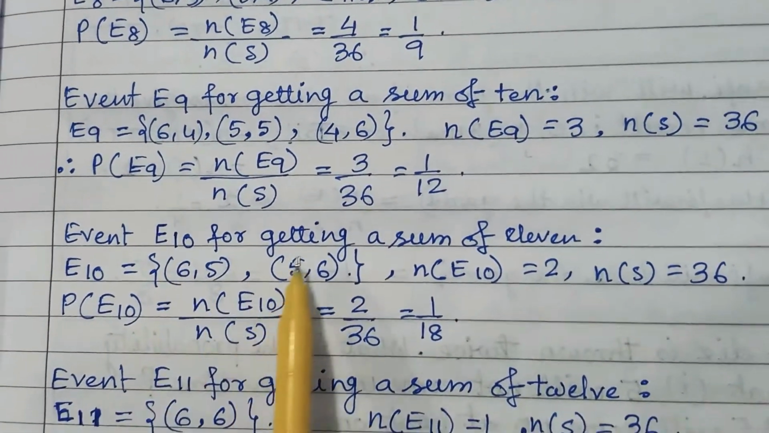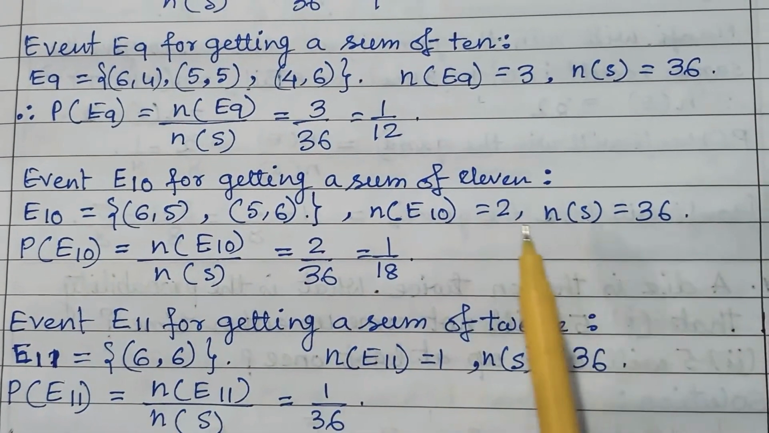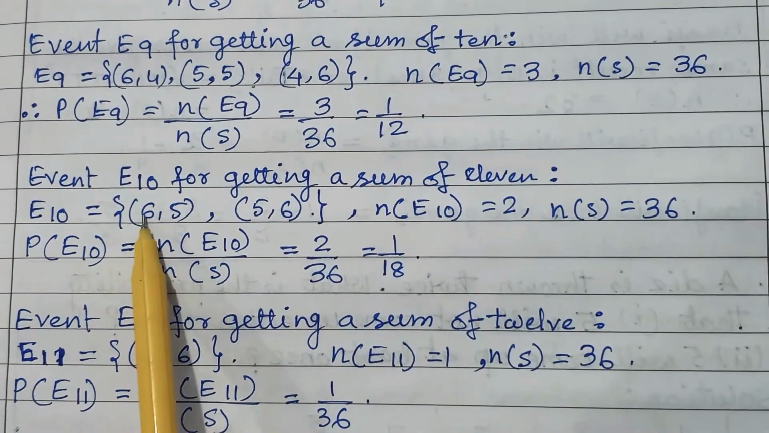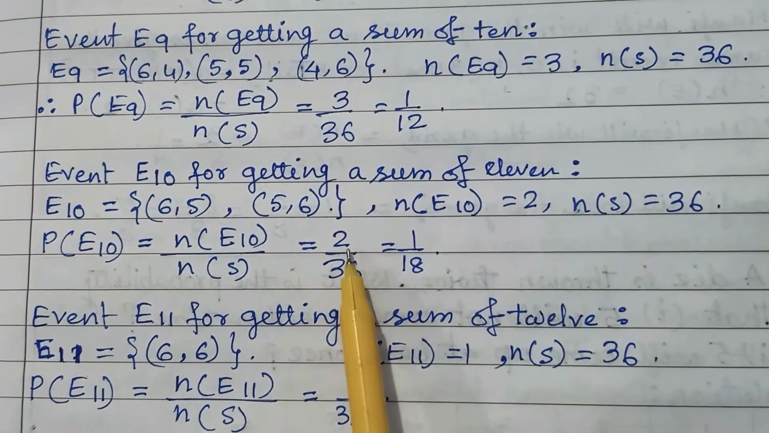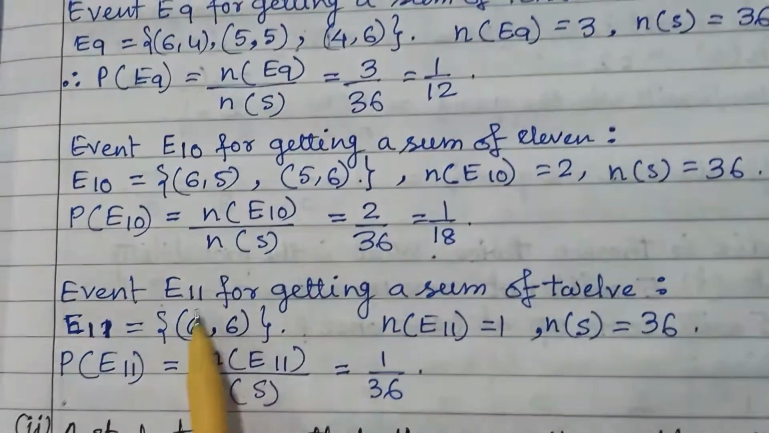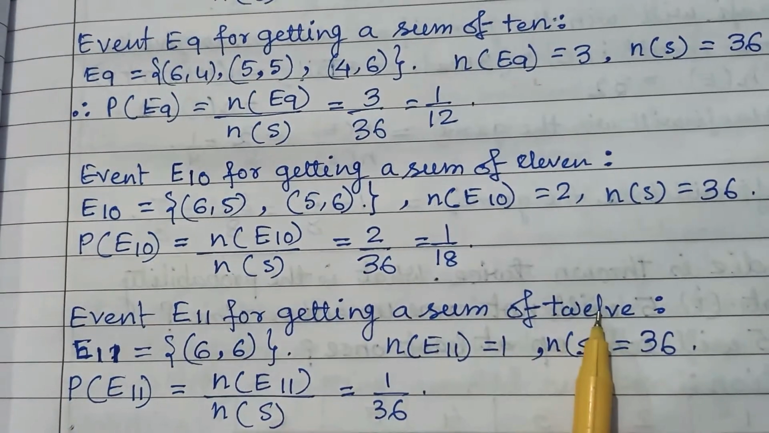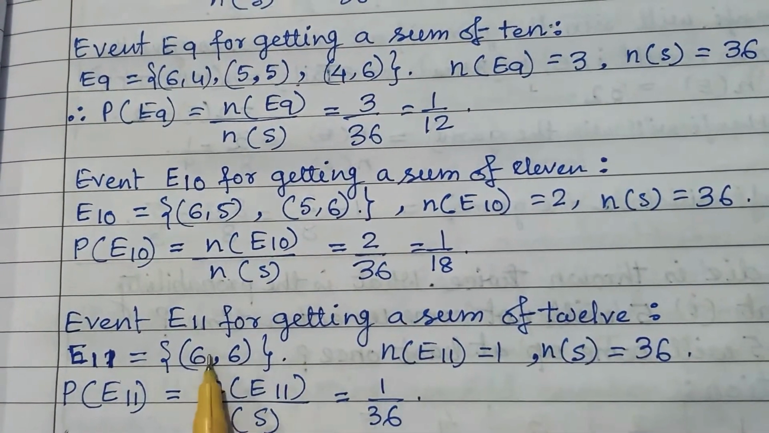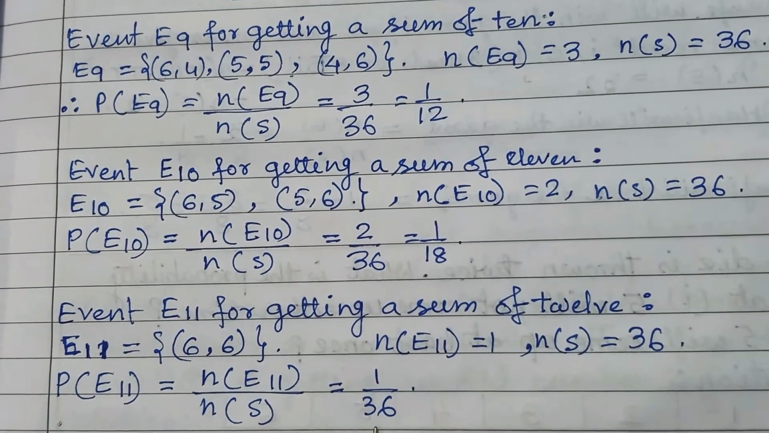Event E10, that is getting a sum of 11, sum of 11 is 6 5 and 5 6, only 2, so it is 2 upon 36, 1 upon 18. And then sum is 12, 6 6 only, the last option, so that is 1 upon 36.